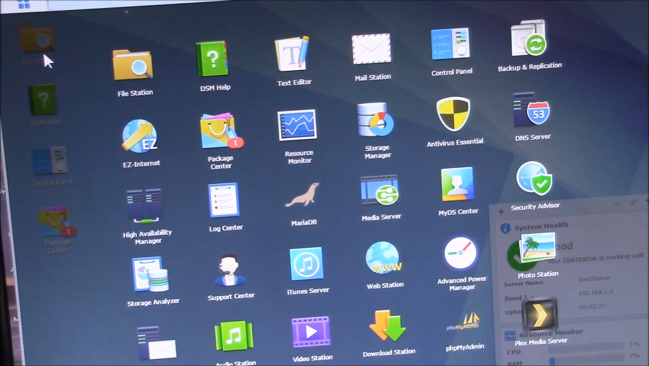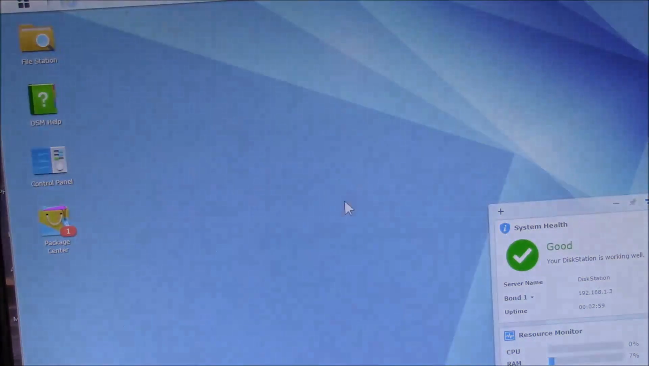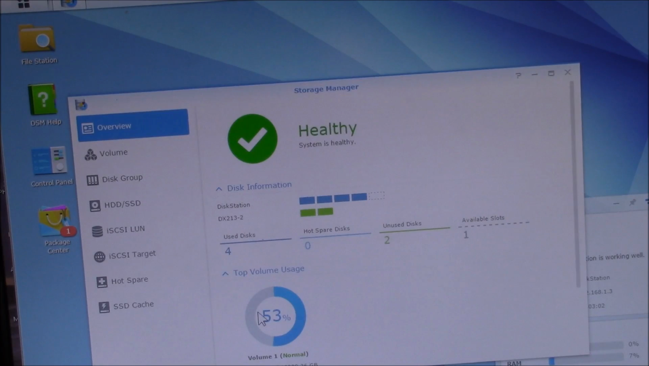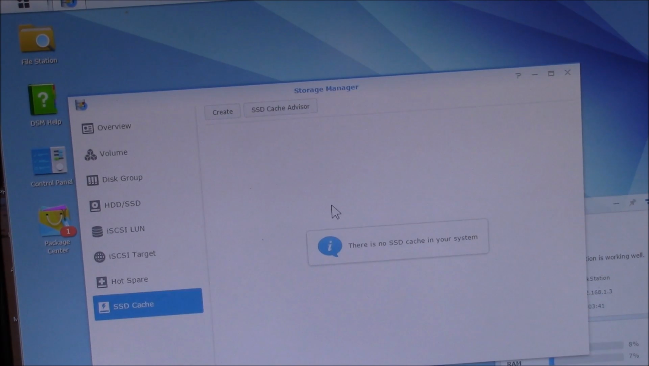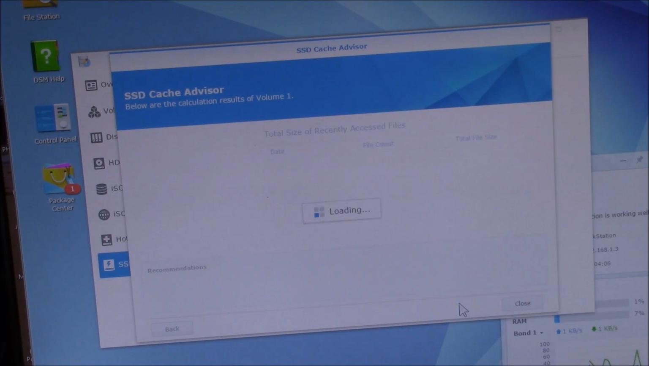Okay, so I've rebooted the disk stations. So let's go to Storage Manager. This is the SSD cache feature. It's talking about the functions of that. And I've got just the one drive volume here. No cache created.